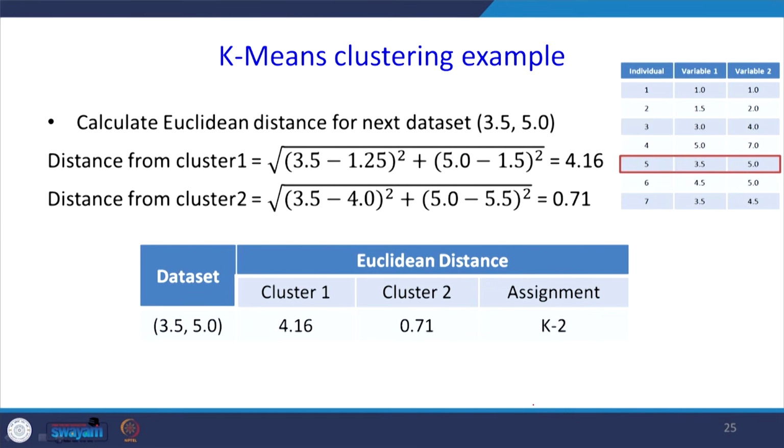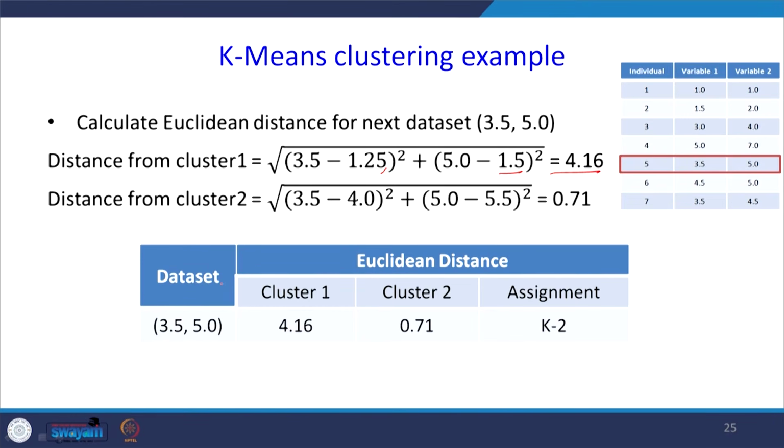Now, we will take another variable 5, that is (3.5, 5). We will find out how far away this individual is from cluster 1 and cluster 2. First, from cluster 1: (3.5 minus the centroid of cluster 1, 1.25) whole square plus (5 minus the centroid, that is 1.5) whole square, that is 4.16.